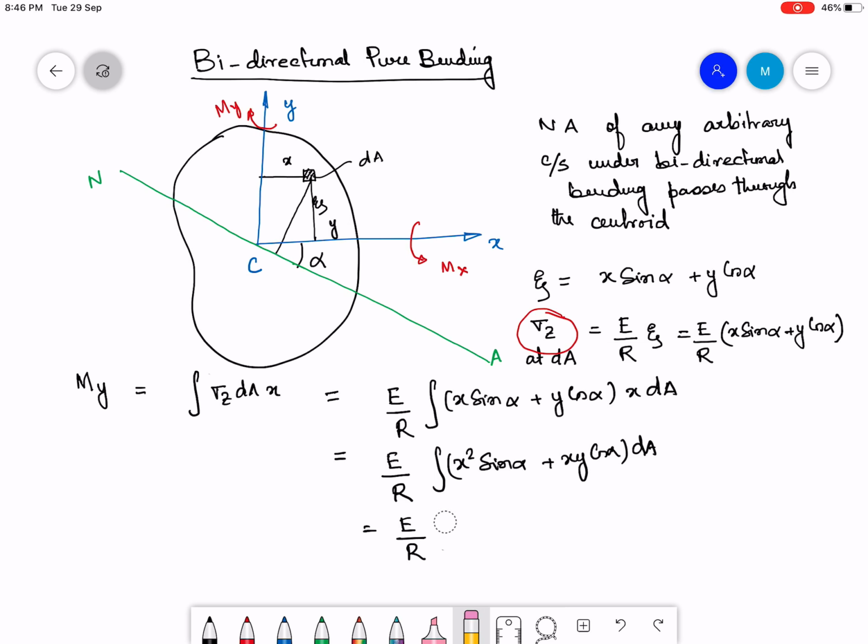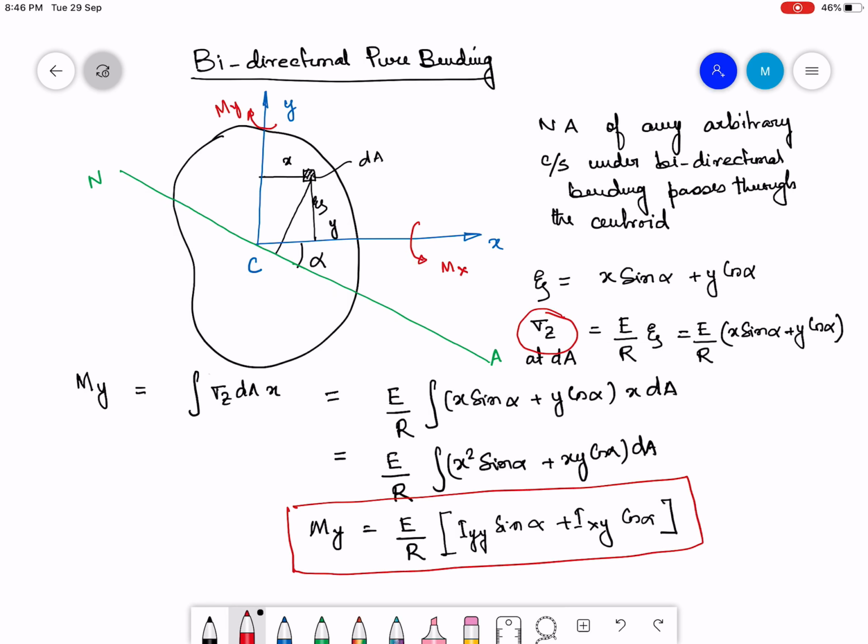That can be written as E by R, Iyy sine alpha plus Ixy cos alpha, and that is going to be equal to My. So I have been successful in writing Mx and My in terms of my sectional properties Ixx, Iyy, Ixy, and sine alpha, cos alpha, Young's modulus, and the radius of curvature. Now out of this, I yet don't know what alpha is, I yet don't know what R is.